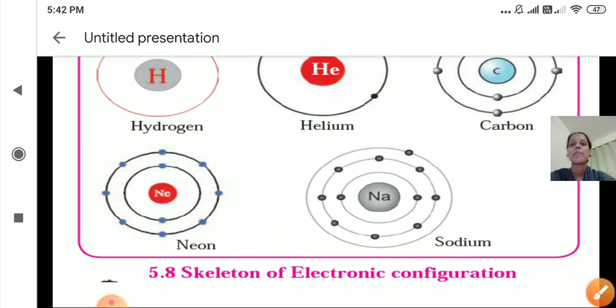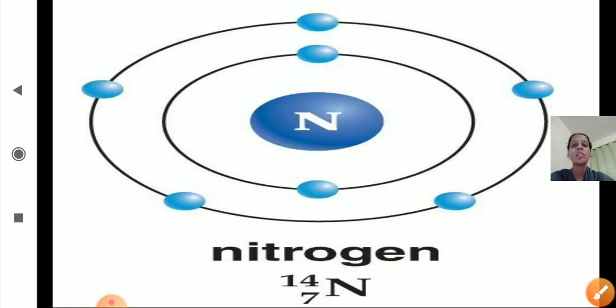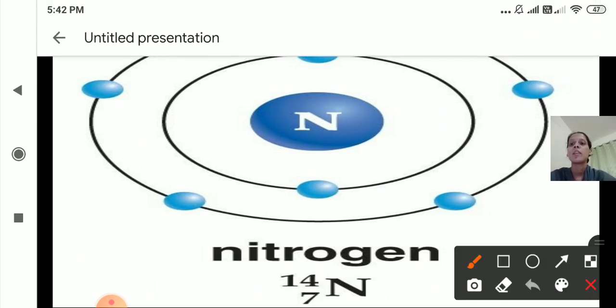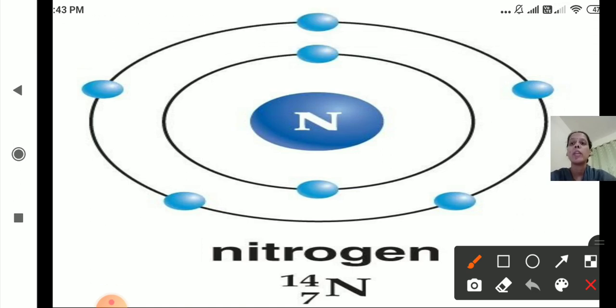Now this is for nitrogen. As you can see here, the number of electrons is 7. So in the K shell 1, 2 electrons, and in the L shell 1, 2, 3, 4, 5 electrons. So in total there are 7 electrons, 2 in the K shell and 5 in the L shell. In between you write the symbol N, meaning nitrogen. So what is the atomic number of nitrogen? That is 7, correct?